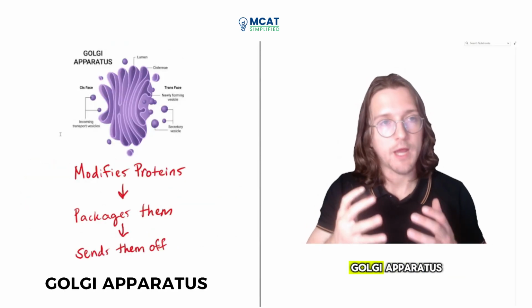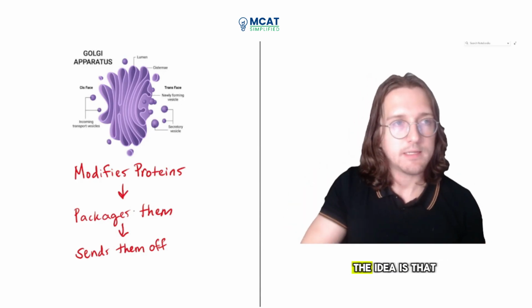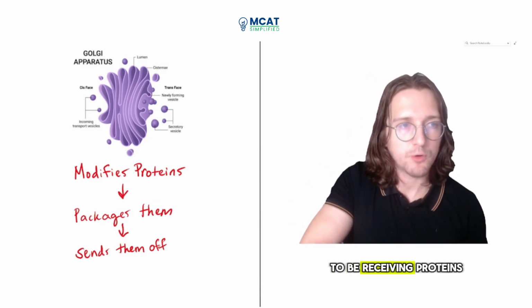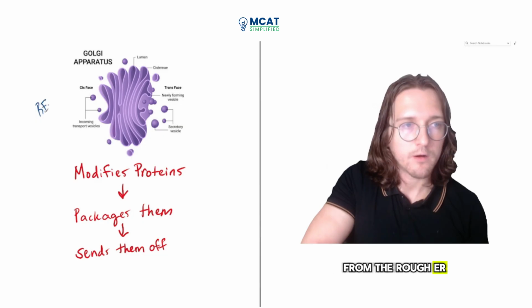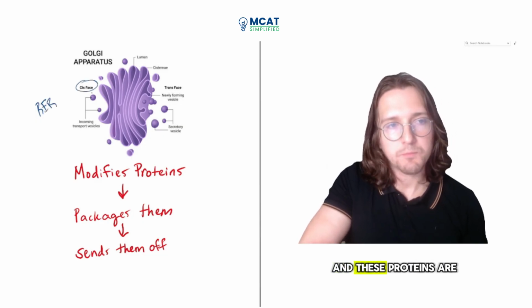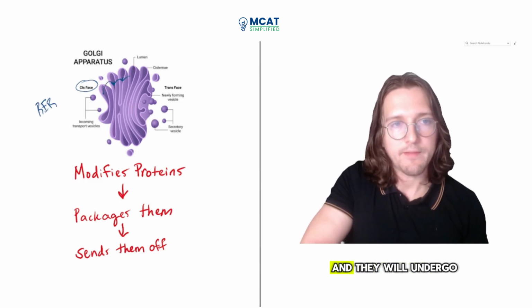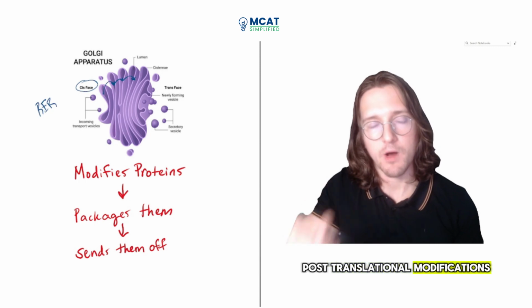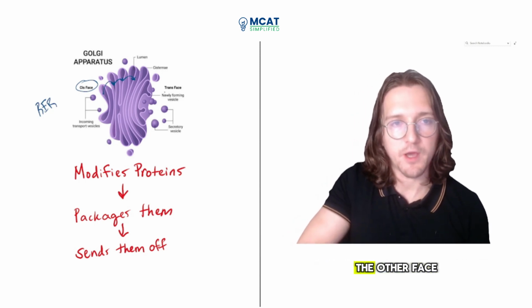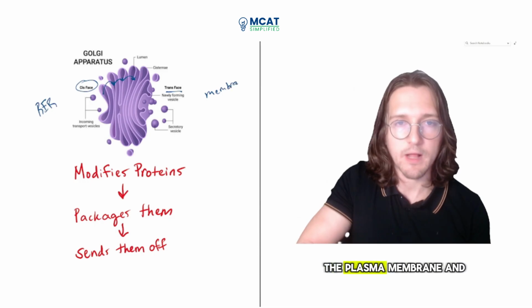Next, we have the Golgi apparatus, and I want you to think of this as the post office of the cell. The idea is that the Golgi is going to be receiving proteins from the rough ER, which it synthesizes, at its cis face. And these proteins are going to then go through these vesicles of the Golgi one by one, and they will undergo post-translational modifications until eventually they reach the other face, which is the trans face, and this one is facing the membrane of the cell, the plasma membrane.